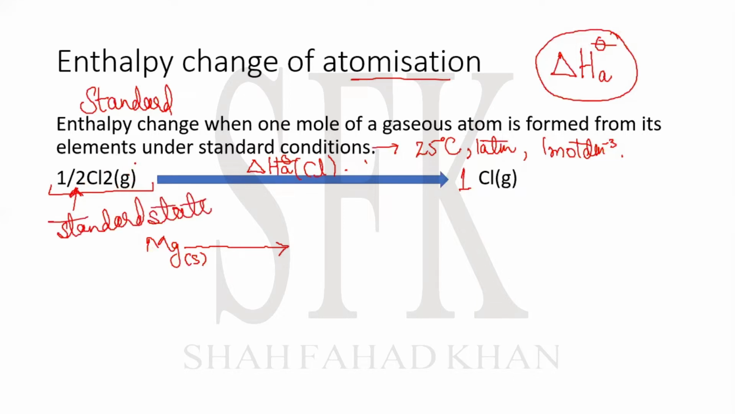If, for example, in this case, chlorine is a gas, magnesium is a solid, but the product that we get must be an atom, a separate atom, and must be gaseous in nature, okay? For example, over here, if magnesium, solid, if we heat it, provide it some energy, it will produce magnesium atoms in the gaseous state. Can any one of you tell me what forces are being overcome in this reaction? What forces are we breaking in magnesium solid to convert it into magnesium gas?